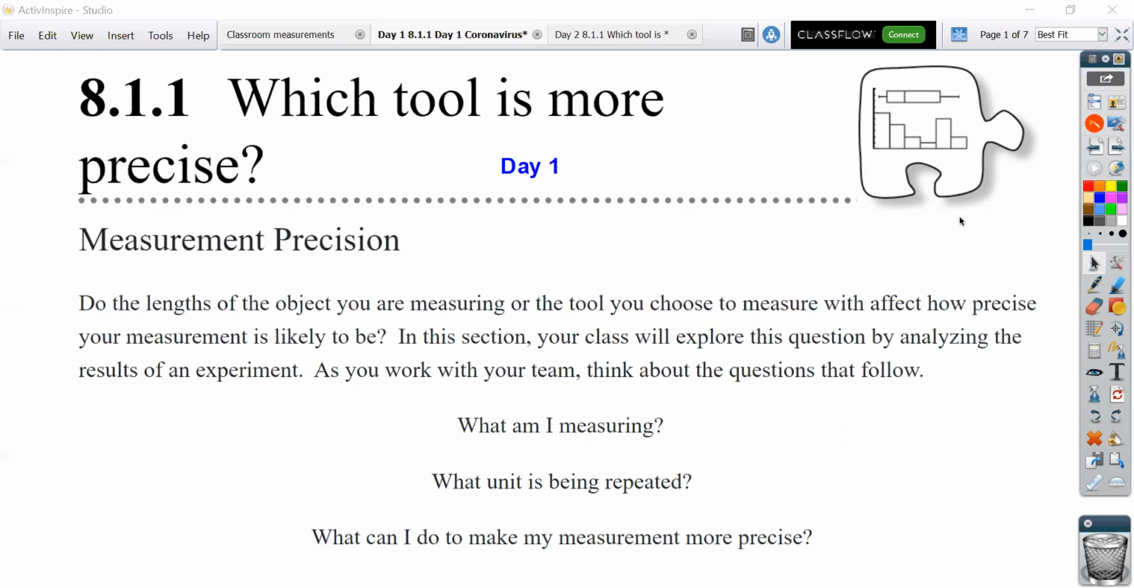As you look at this icon up here, this is giving you an idea of what our pictures might look like to decide about variability and how our measurements are different from our peers, the other groups that are measuring today.